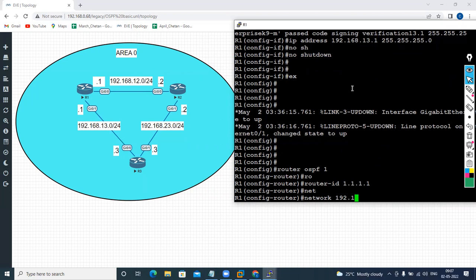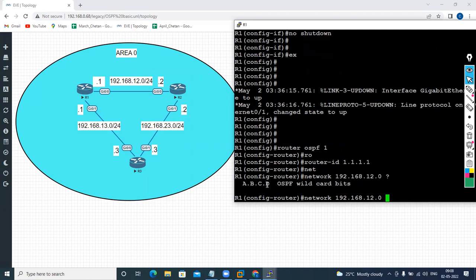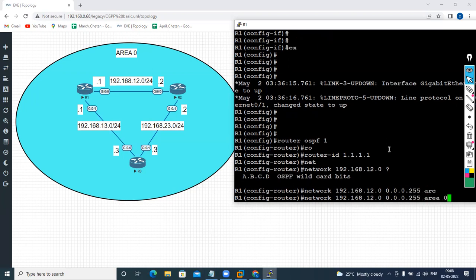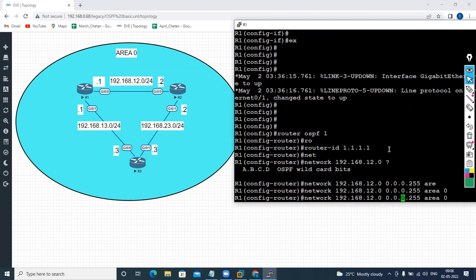That is 192.168.12.0. And you need to mention the wildcard mask. Can you see? You need to mention the wildcard bits, that is 0.0.0.255, and area and the area ID. That is area 0. Enter. Then 192.168.13.0, 0.0.0.255 and area 0. Enter.